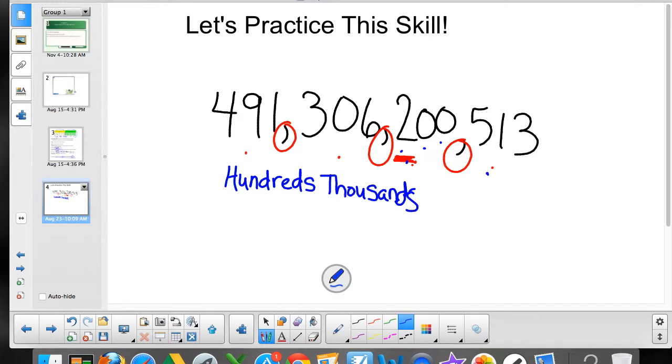Then when we talk about the value, the 2 is valued at 200,000. So the 2's value is 200,000.